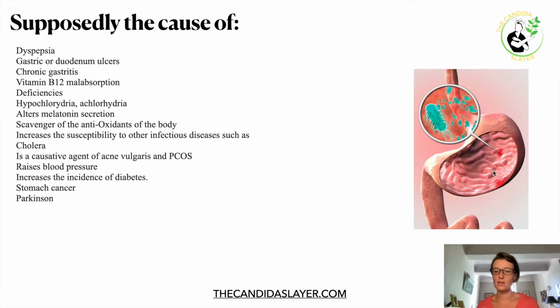So, staying in the allopathic version that we just said, supposedly H. pylori is the cause of all of these issues: dyspepsia, gastric or duodenal ulcers, chronic gastritis, vitamin B12 malabsorption, deficiencies, hypochlorhydria, achlorhydria. It alters melatonin secretion. It is a scavenger of the antioxidants of the body.